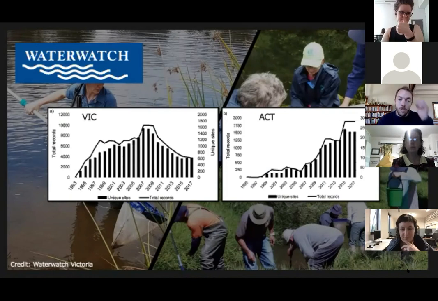In Victoria, Waterwatch reached a peak at the end of the millennium drought, around 2010, but has gradually been declining since then, largely due to some regional governments withdrawing their support for Waterwatch programs. In the ACT, the situation is a little bit different, with some stepwise increases in participation. Currently, the latest data I've got there is 2017, so a little bit old, but the number of sites is around 230 to 240, and the number of records coming in each year is around 1,500, which is quite impressive.